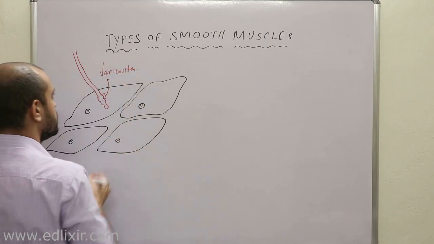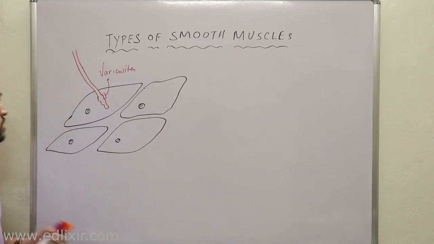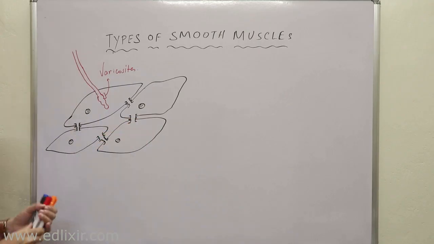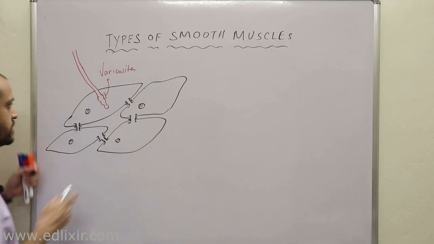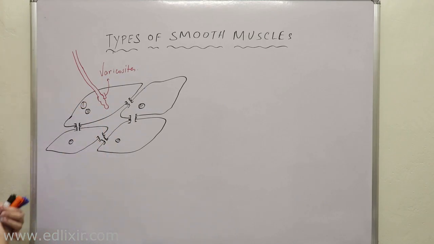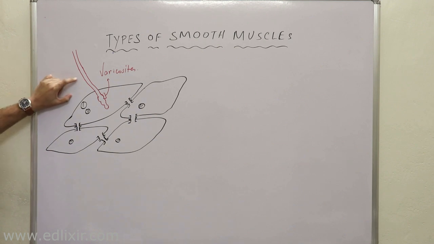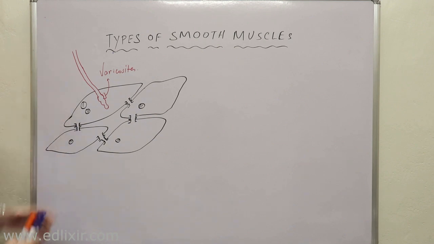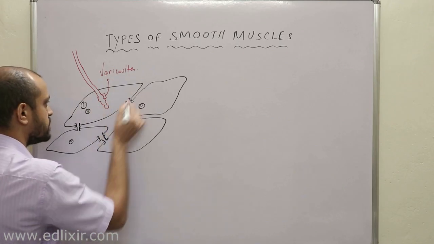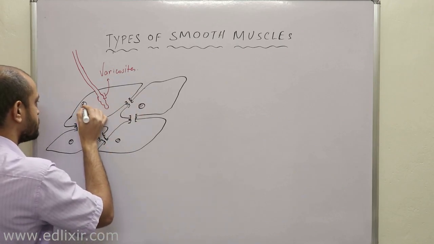Varicocytes, okay? Varicocytes. Now listen with all your attention. These are called gap junctions. Suppose this is the first muscle, okay? Now listen. When this first muscle gets excited by this particular neuron, what happens is this neuron depolarizes this muscle. This neuron depolarizes the first muscle.